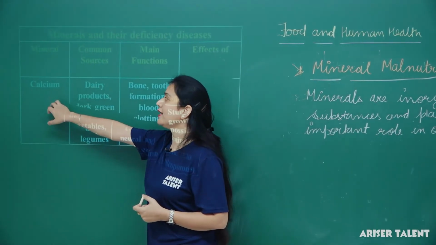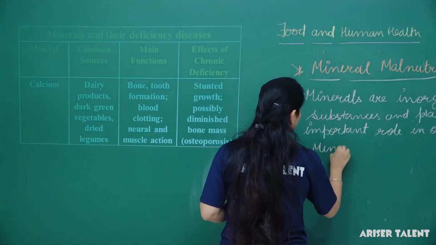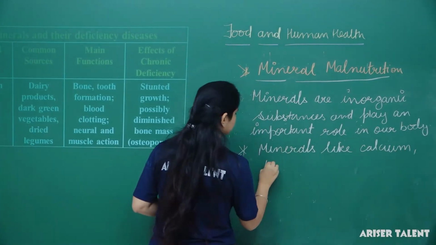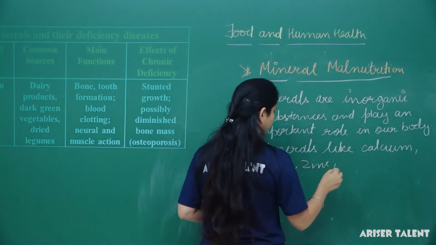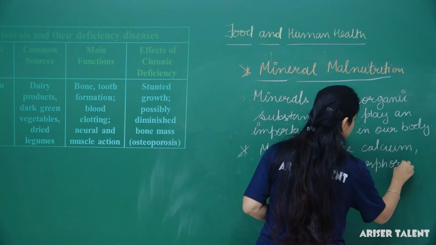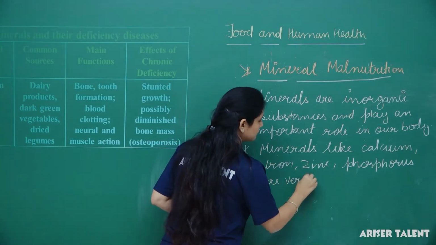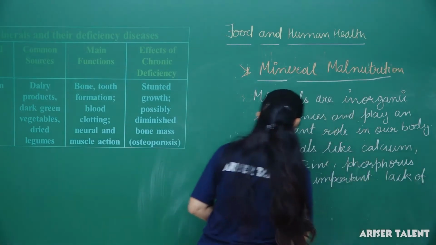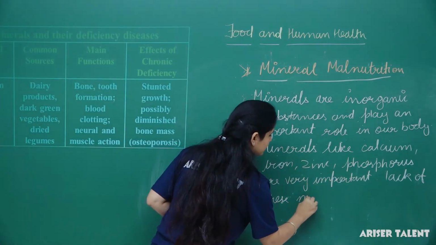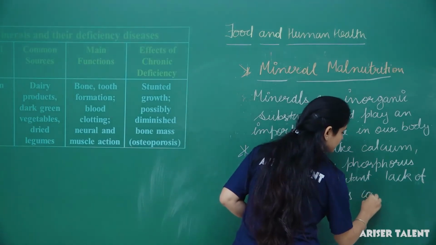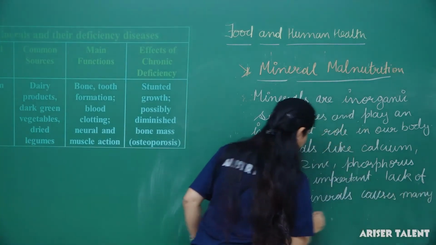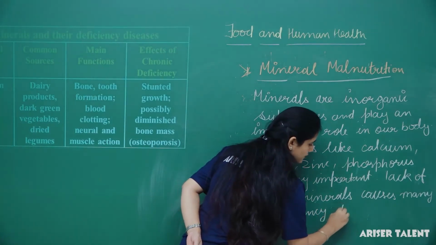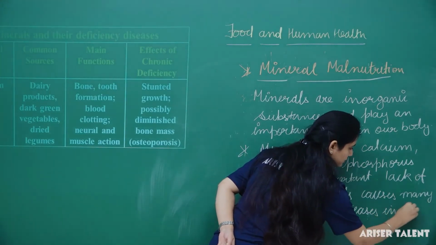Fine, what are they? Here let me talk about calcium first. As I told you, minerals like calcium, iron, zinc, phosphorus are very important. Lack of these minerals causes many deficiency diseases in our body.